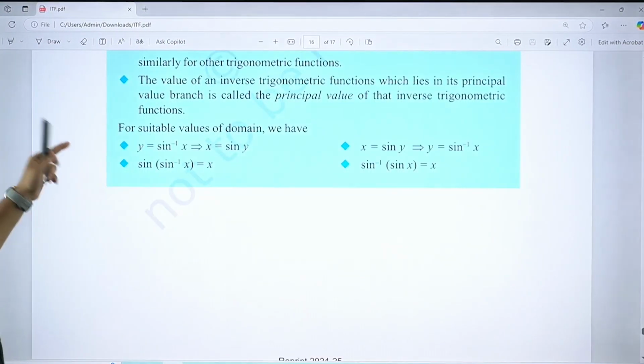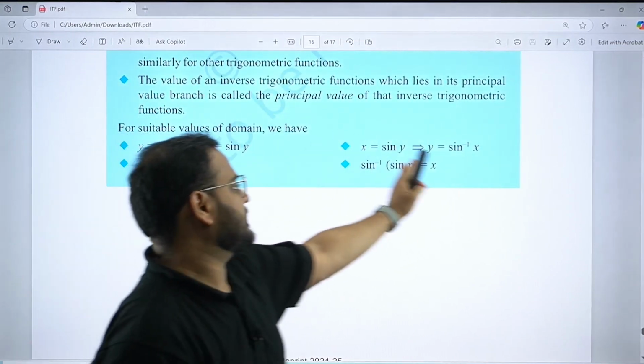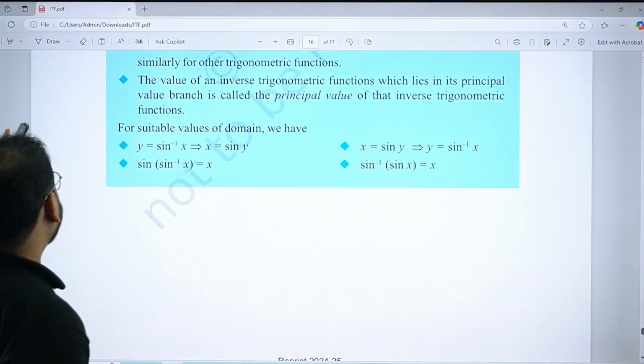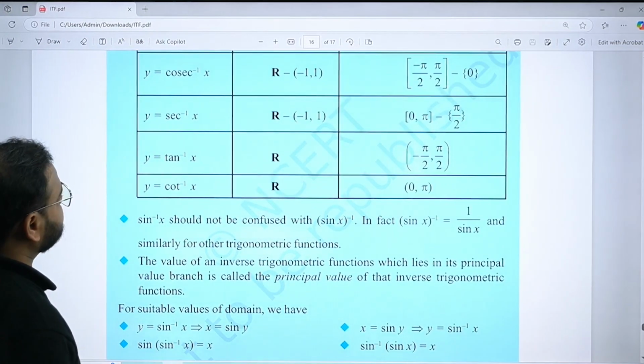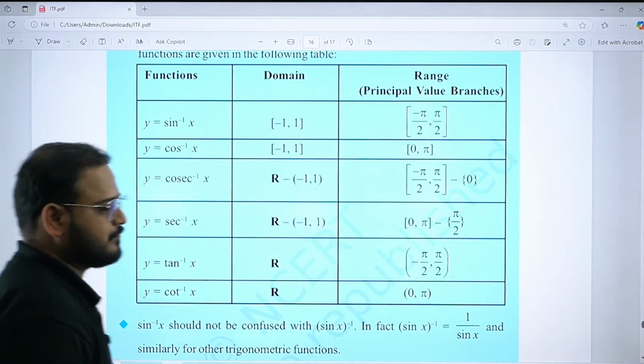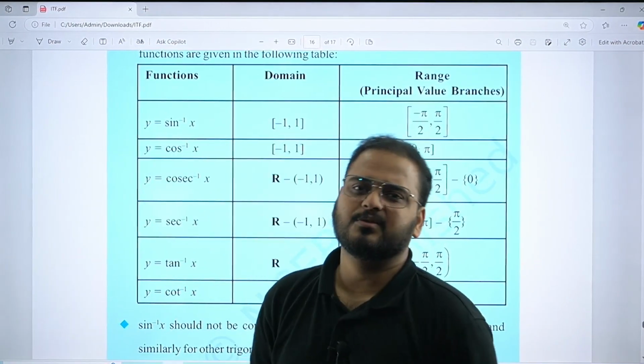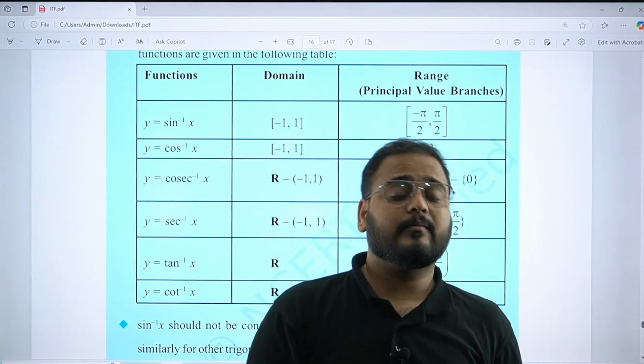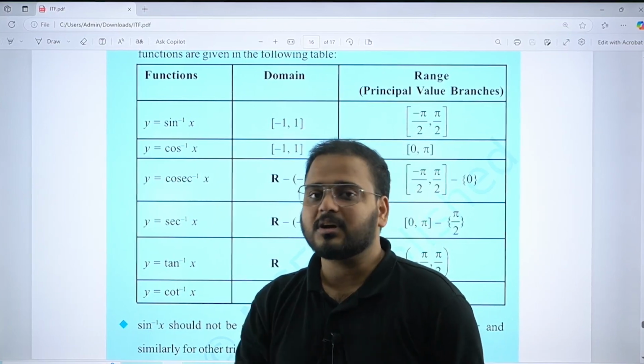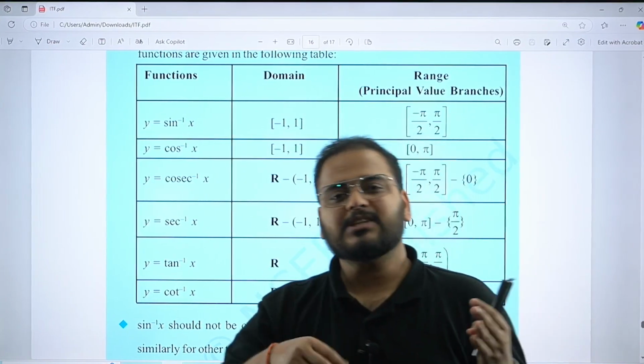These properties and the table, the highlight of the chapter is this only. And the graph, bacha, the graph is also important. Why graphs, sir? Do they ask graph questions? They might not, but if you know the graph, you are able to visualize the question and get the answers.